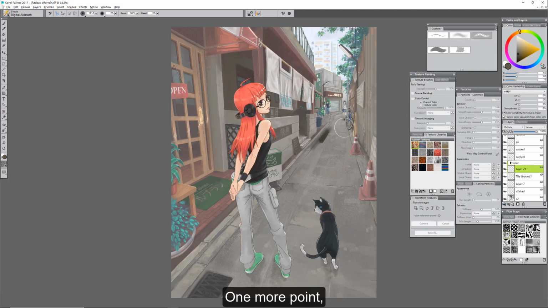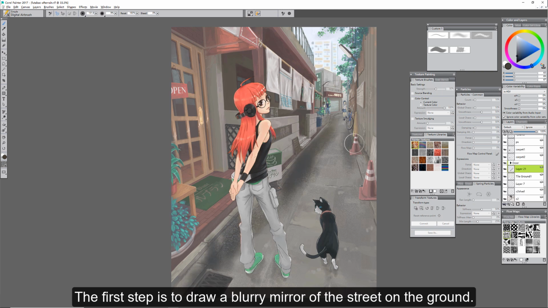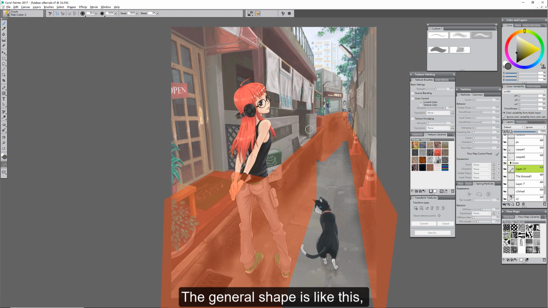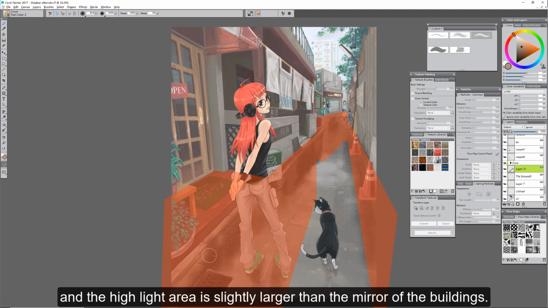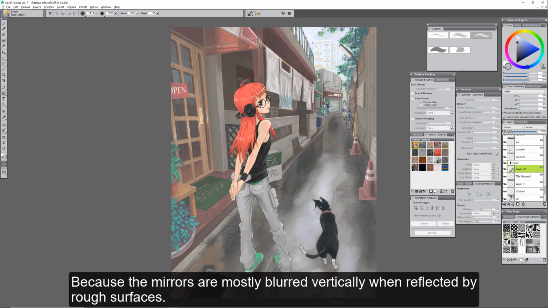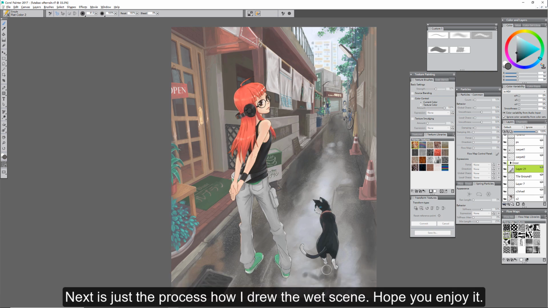One more point. The first step is to draw a blurry mirror of the street on the ground. The general shape is like this, and the highlight area is slightly larger than the mirror of the buildings, because the mirrors are mostly blurred vertically when reflected by rough surfaces. Next is just the process of how I drew the wet scene. Hope you enjoy it.